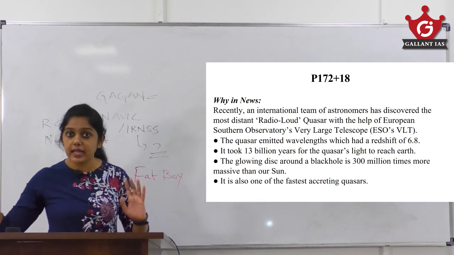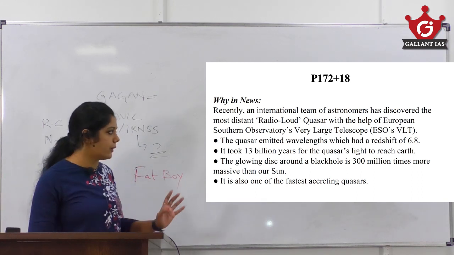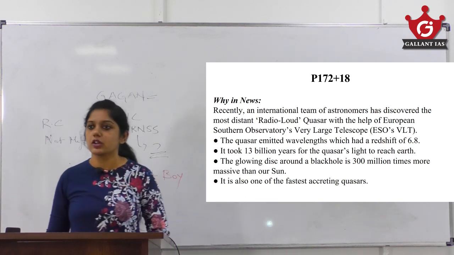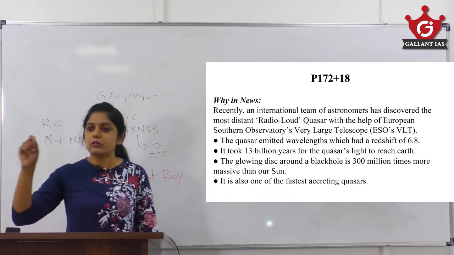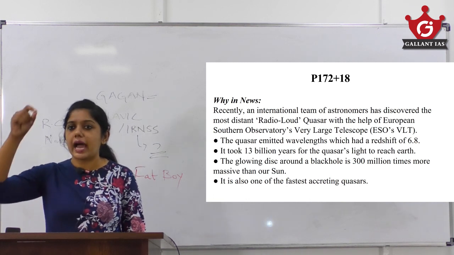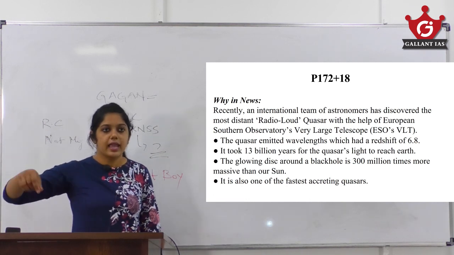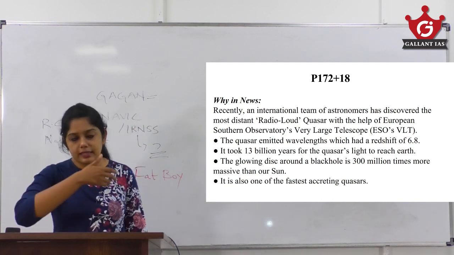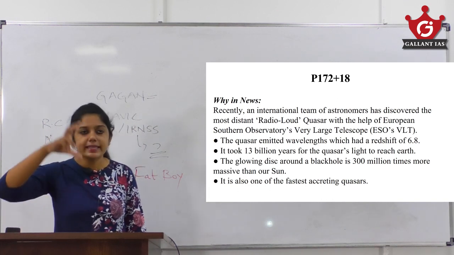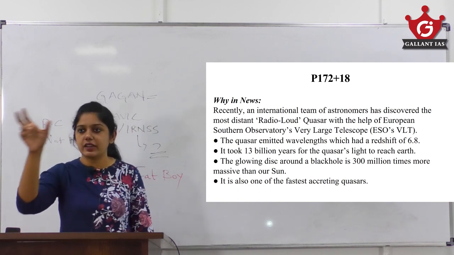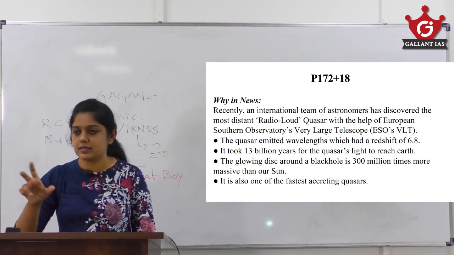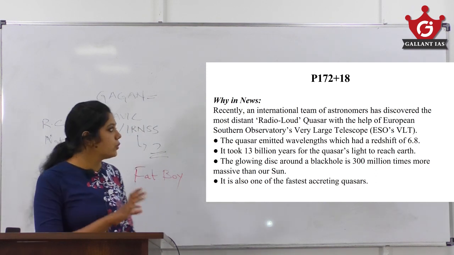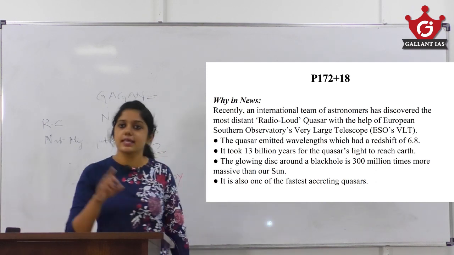Okay, it is almost 300 times more massive than our sun. Important: quasar P172+18 is a quasar. Sometimes they will give a match-the-following kind of question, or ask you to identify the correctly matched pairs. They will give some asteroid name, for example, asteroid Bennu, or like earlier we had Kamalova. Similarly, the names will be given and you have to identify the correctly matched pairs. That kind of question can be expected in the science and technology part. So you should note that P172+18 is a quasar.